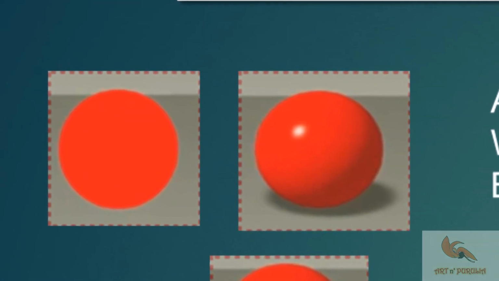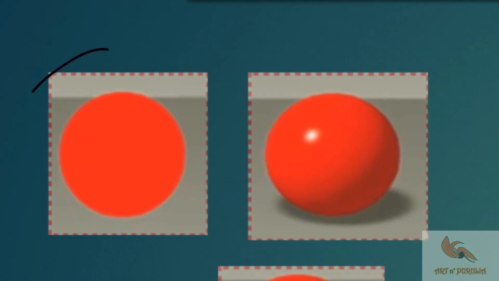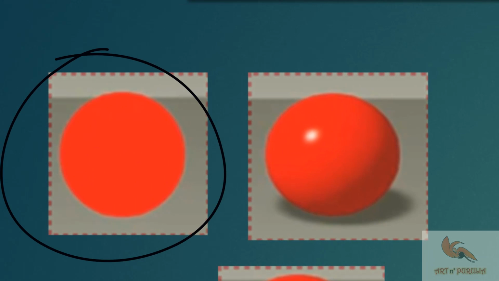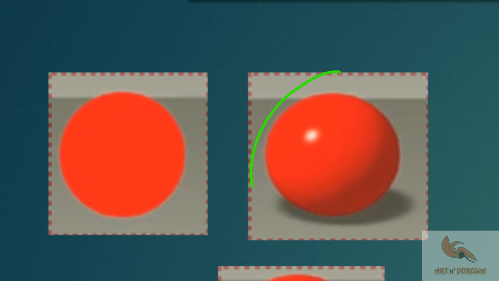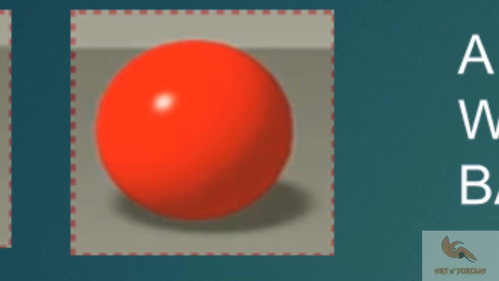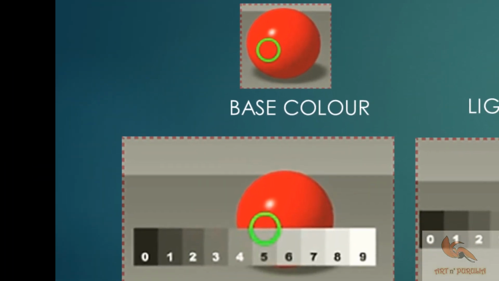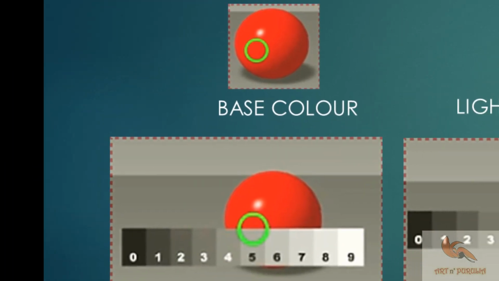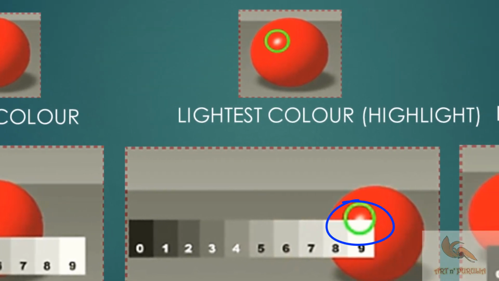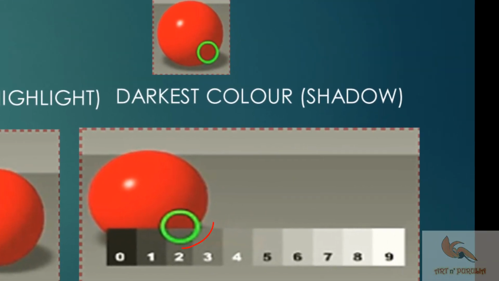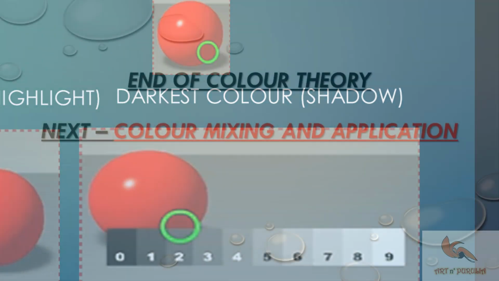A red ball will look absolutely flat as a circle if only one value of red is used. We need to show the different values of color to show a ball as a 3D object. So we need to find out the base color, that is the mid tone, the highlight color, that is the lightest tone, and the shadow color, which may be the darkest tone.